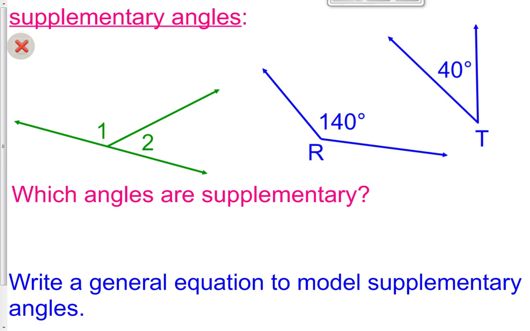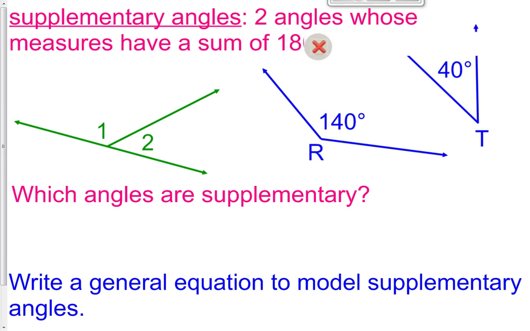Supplementary is a similar term, but instead of two angles that add up to equal 90, it's two angles that add up to equal 180. Two angles whose measures have a sum of 180. Again, angle 1 right here is clearly obtuse. Maybe it's 140 degrees. Well, angle 1 and angle 2 form a linear pair, which means they form a line, and opposite rays have that straight angle of 180 degrees. So that means angle 2 has to be 40. 1 and 2 are going to be supplementary because they form a line.